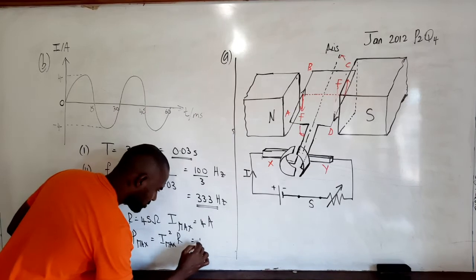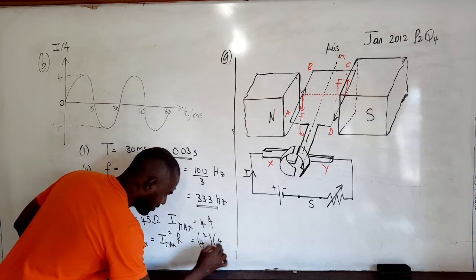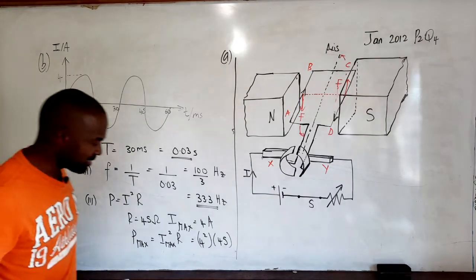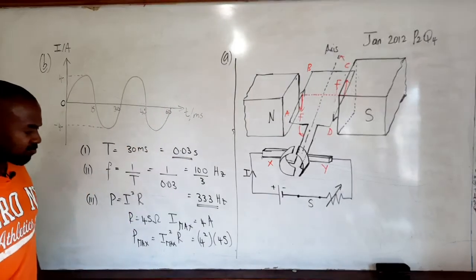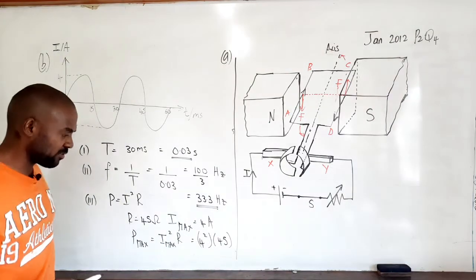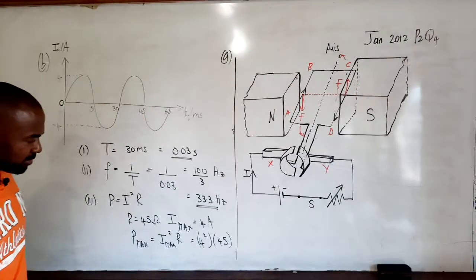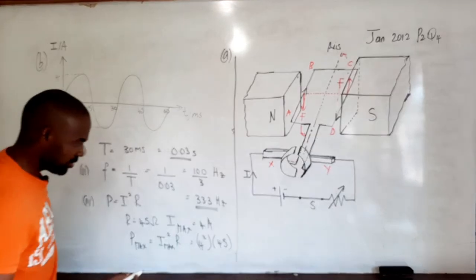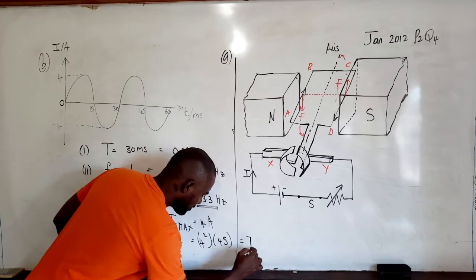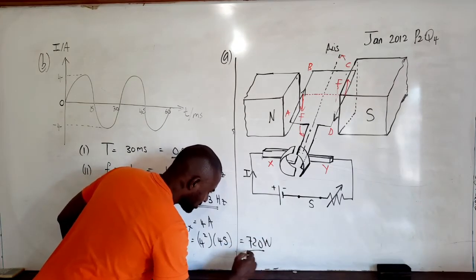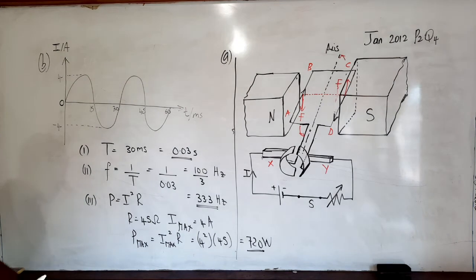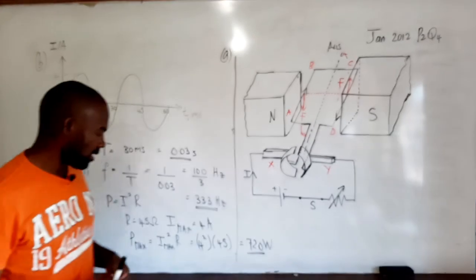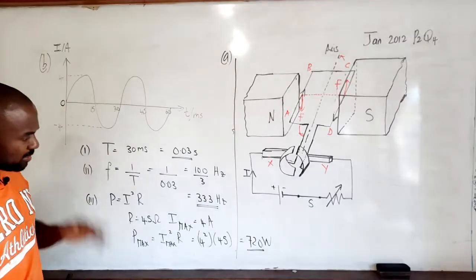And this gives us 4 squared times 45. So that's 16 times 45. How am I doing? 45 times 4 is 180, and 180 times 4 will be 720. So therefore this gives us 720 watts, right? So 4 squared is 16. Yes, 16 times 40, that's 640, plus 80, 720 watts.